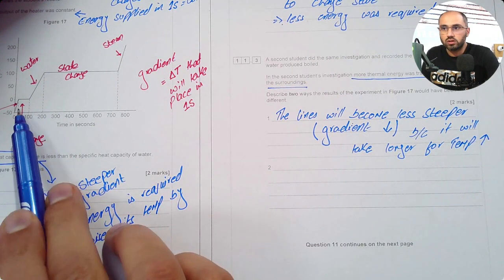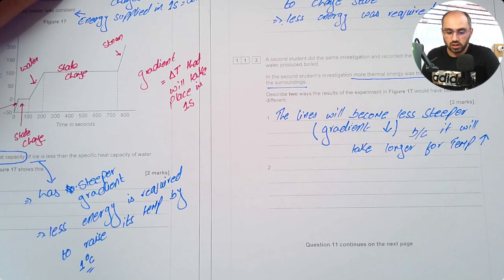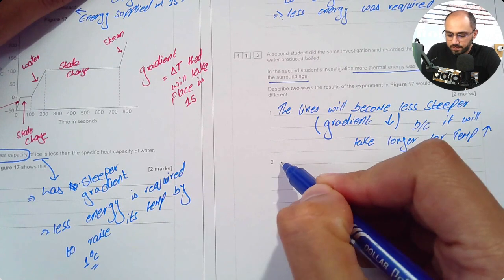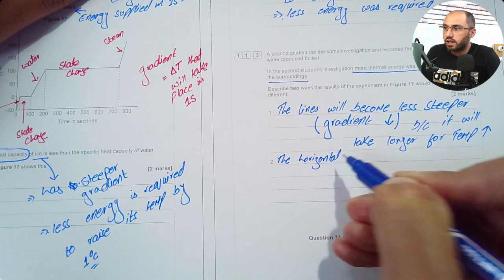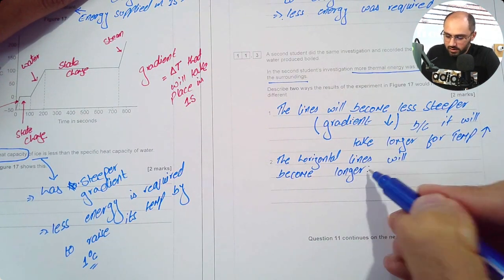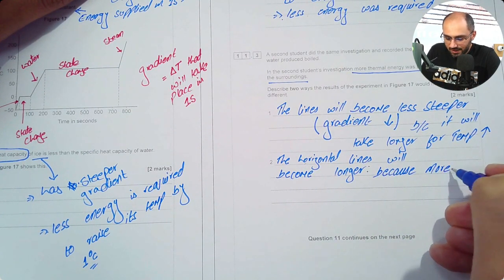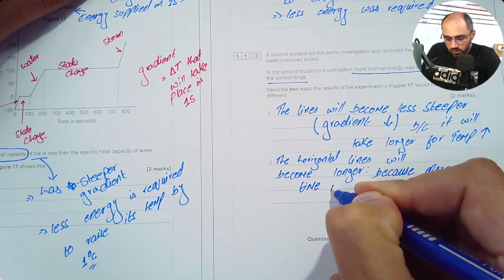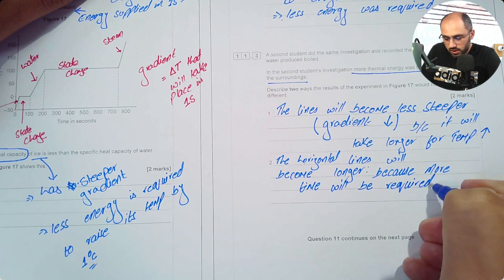For the second mark, I can talk about the horizontal sections. So what will happen to the horizontal sections? They will also increase. The lines will become longer. Why will they become longer? Because more energy will go into the surroundings. So it will take longer for the state change to take place. We can say the horizontal lines will become longer. This is because more time will be required for state change.